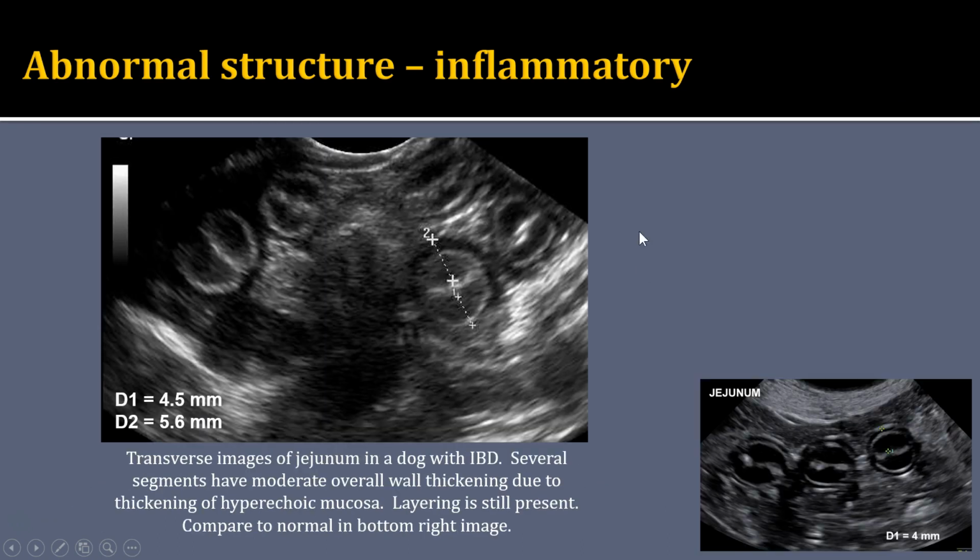This is an image of a patient that includes multiple transverse images of jejunal segments. This is a dog that has inflammatory bowel disease. And again, in some patients, the intestine can look normal. This patient has a couple segments of jejunum where, especially this one that's being measured, you can see that the wall is too thick. This side of the wall measures up to 5.6 millimeter, and typically we think about 4 millimeter. So down here on the bottom right is a normal jejunal segment image and measurement. Additionally, the mucosa may be a little bit more hyperechoic in this segment compared to the segment adjacent to it, but I still see normal layering.